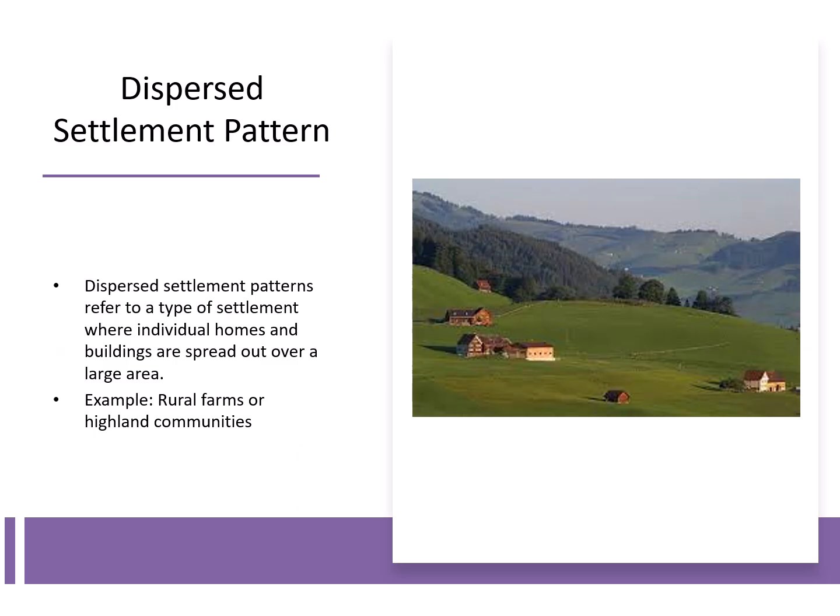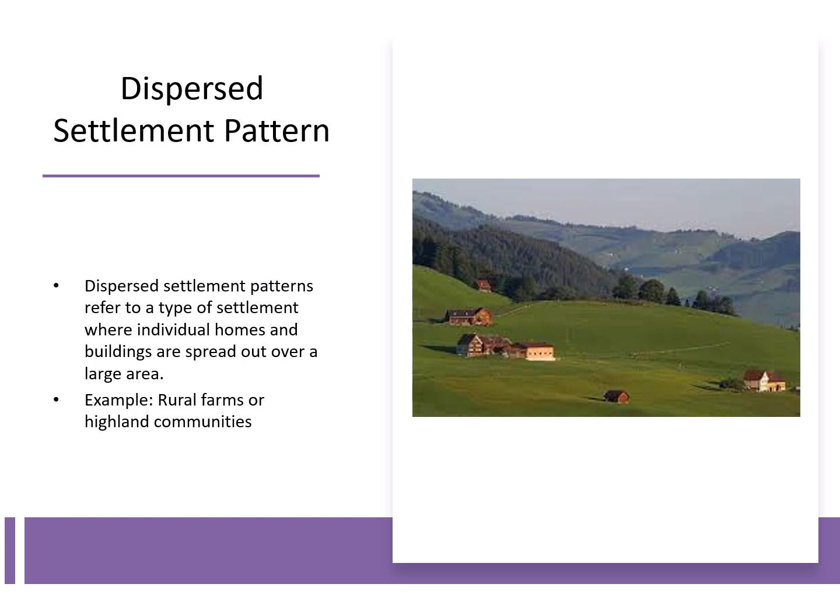Dispersed settlement pattern, otherwise known as scattered settlement pattern, is a type of settlement where homes and buildings are spread out over a large area. This type of settlement is normally found in the rural areas where farming and animal rearing are the main source of economic activities.